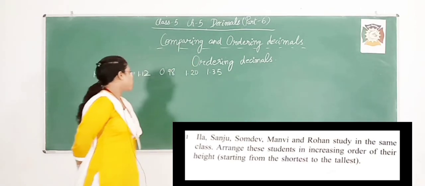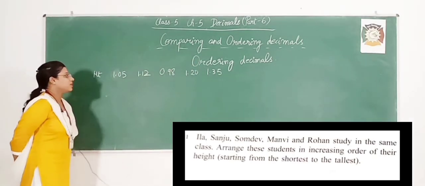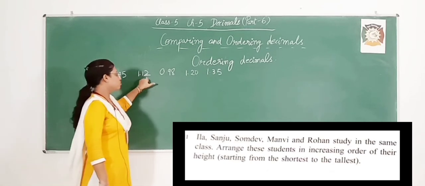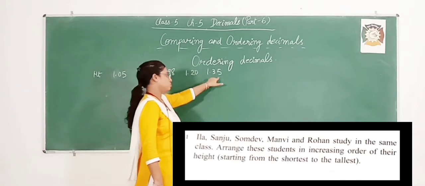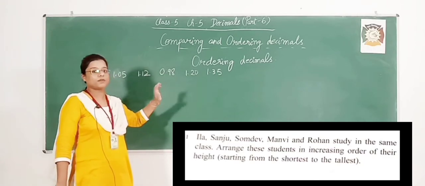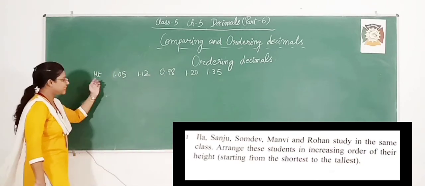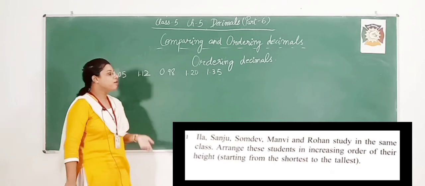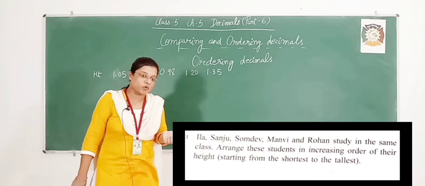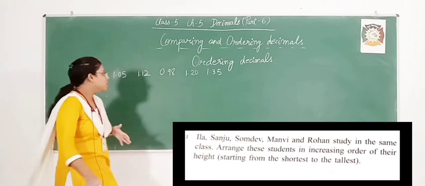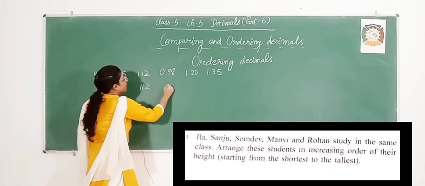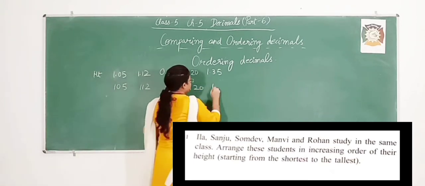Okay students, so the first step to be followed is to convert them into like decimals. Here the number of decimal places is 2, here also 2, 2, 2, 2. So these 5 numbers are like decimals. So the first step is already done for you, they are already in like decimal form, right? In the next step, you will remove the decimal point, that is we are going to apply the shortcut. Remove the decimal point and write them as it is: 105, 112, 98, 120 and 135.